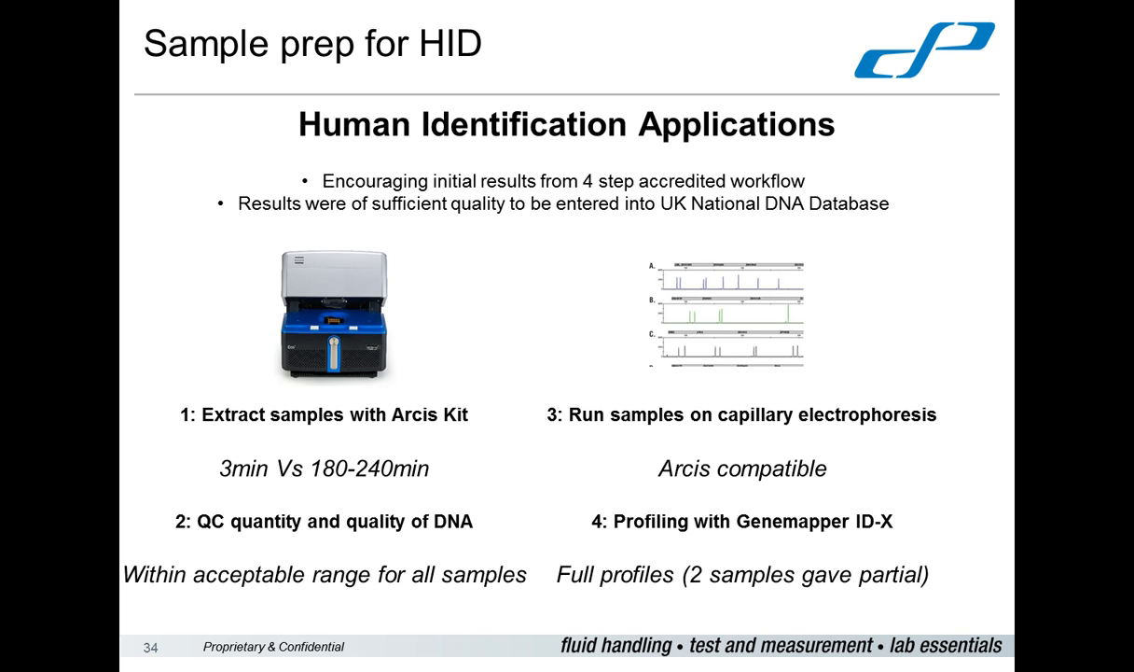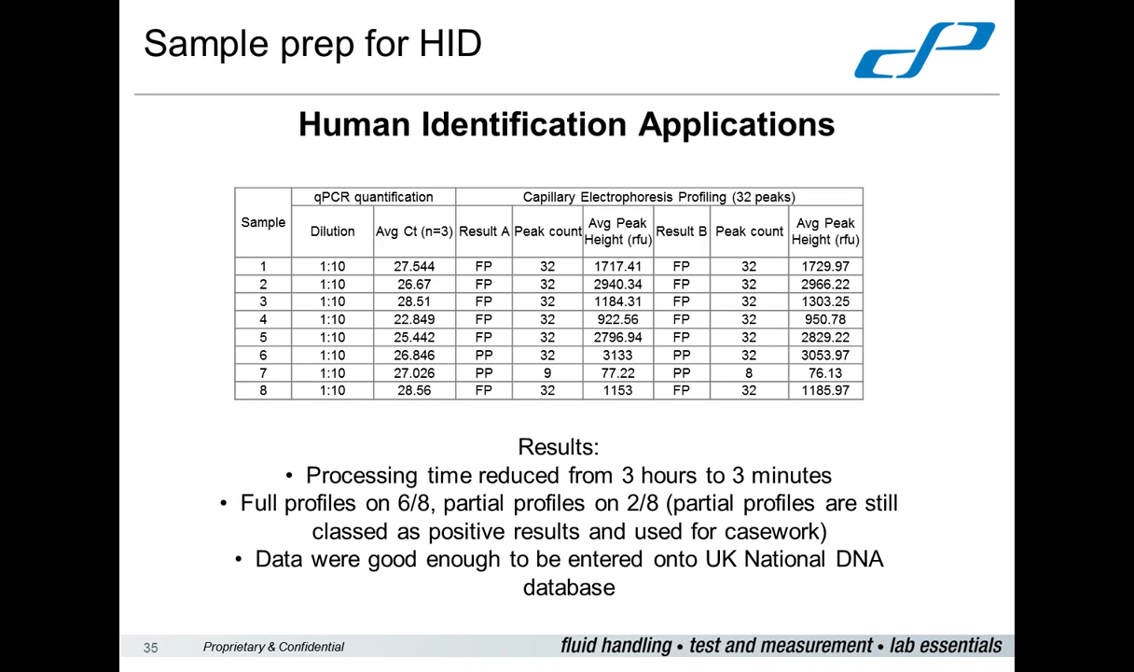And as the data show, we did a small cohort of samples. We got DNA of a good quantity and good quality. Indeed, we ran from start to finish of the workflow. And we got full profiles for 6 of the samples. We got partial profiles for 2 of the samples. When you inspect those 2 partial profiles by eye, you can see that there is sufficient information for full identification.